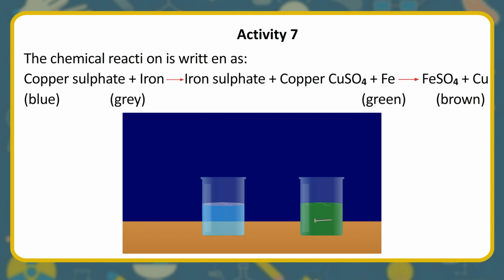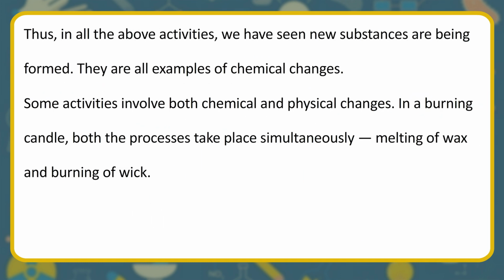The chemical reaction is written as copper sulfate plus iron gives iron sulfate plus copper. CuSO4 plus Fe gives FeSO4 plus Cu. Blue, gray, green, brown. Thus, in all the above activities, we have seen new substances are being formed. They are all examples of chemical changes.